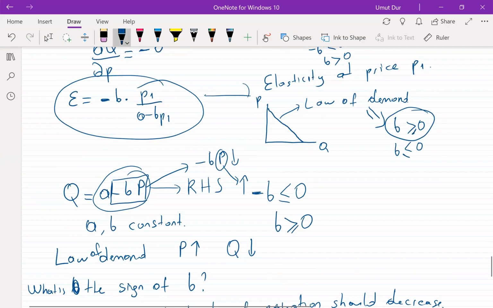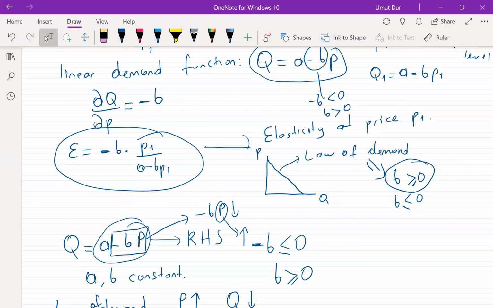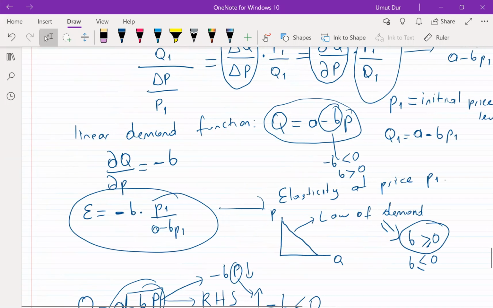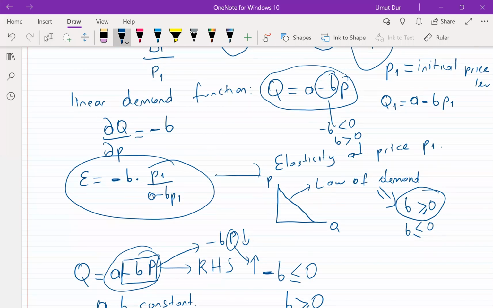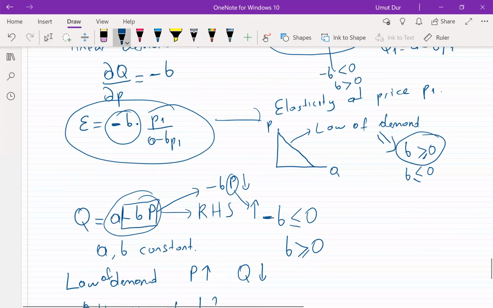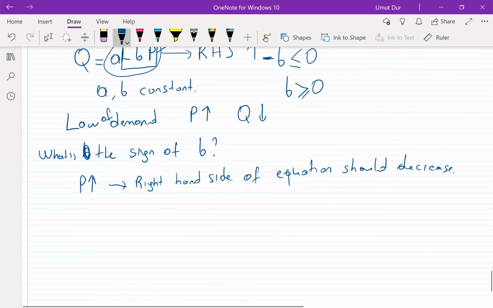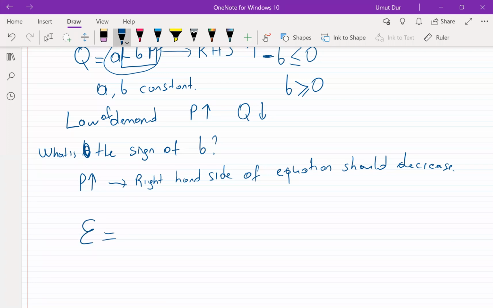Perfect. Then I turn back to this elasticity formula. So what we said is, let me write it again. In the elasticity, it is minus P times P over Q. Yes, we will have examples, don't worry about it.